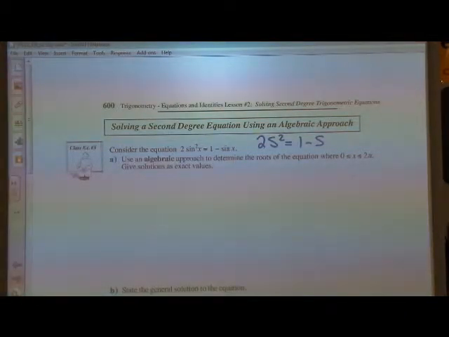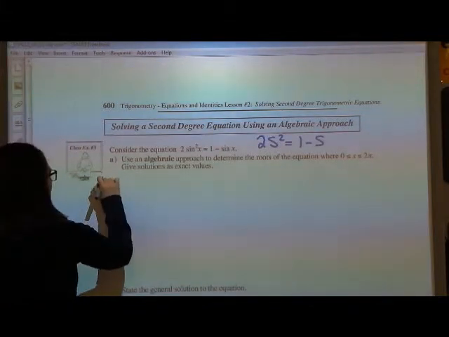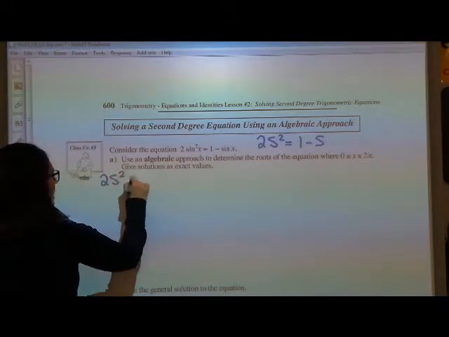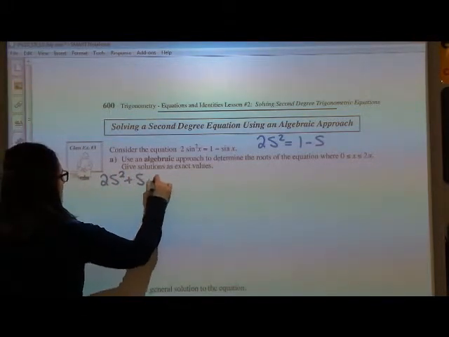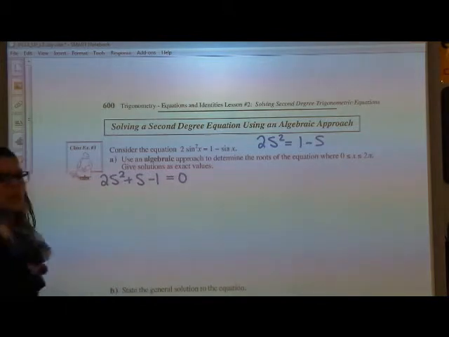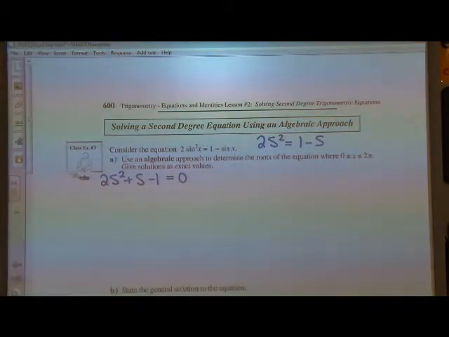So if I gave that to you as a quadratic, how would you go about solving it? What would you do first? 1 minus s to the other side. Bring everything to one side. So 2s squared plus s minus 1 equals 0. That's step 1. What's step 2?